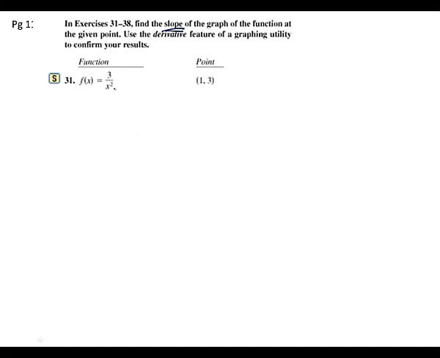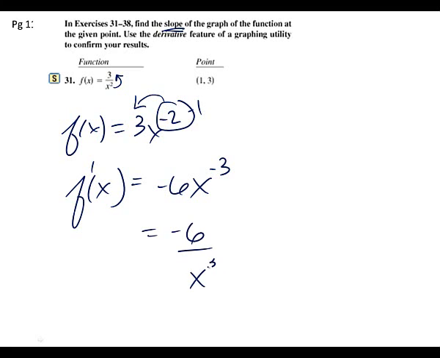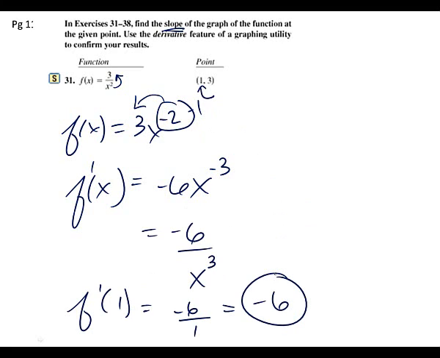Derivative. Okay, so before I take the derivative of this, I'm going to move it upstairs. So f of x equals 3x to the negative 2. Take a derivative, we put this where? In the front. So negative 2 times 3 is what? Negative 6x to the... And before I plug in, I probably would move this back downstairs. What are we going to plug into it? 1. So f prime of 1 equals negative 6 over 1, which is negative 6.